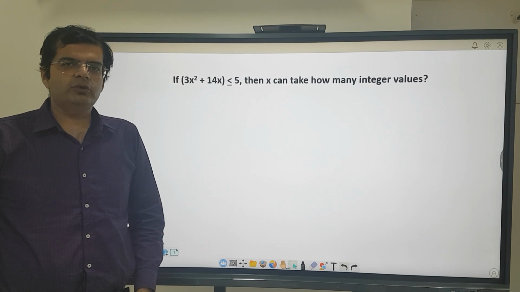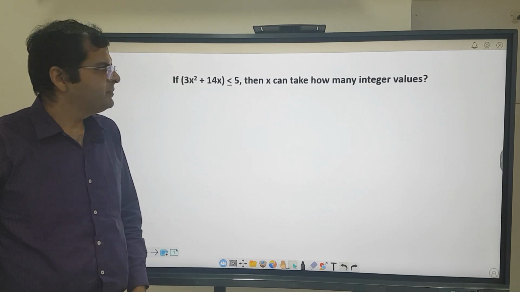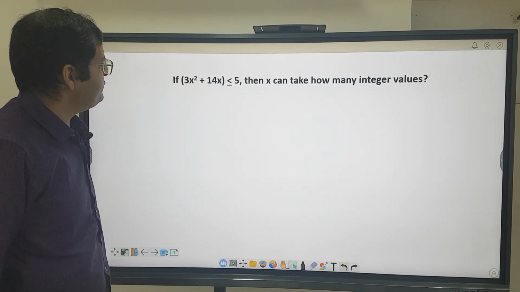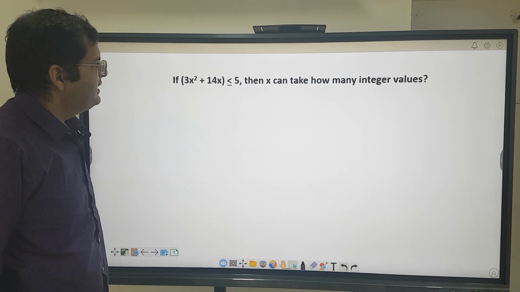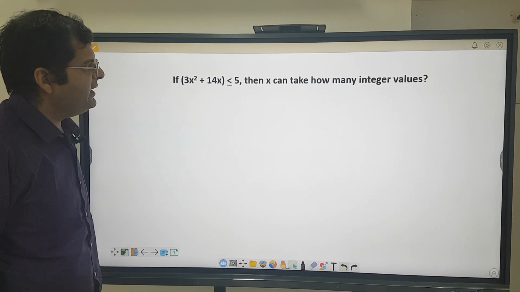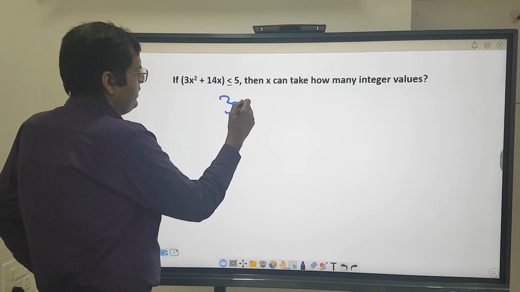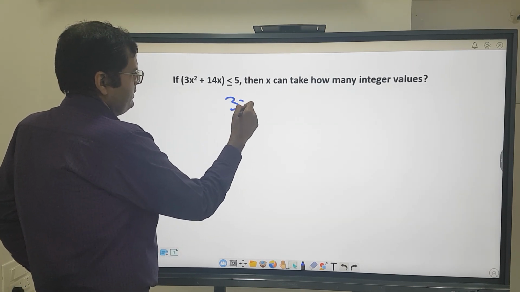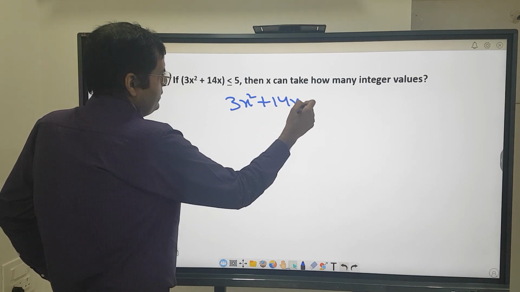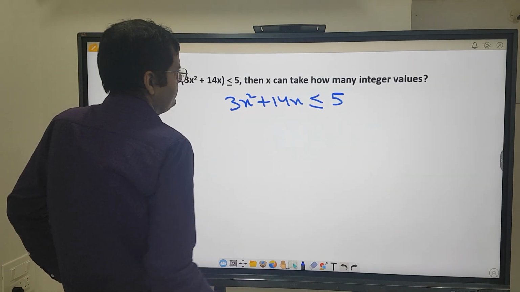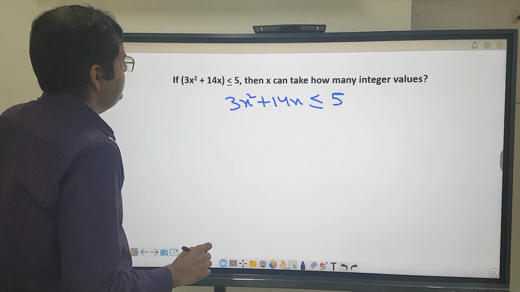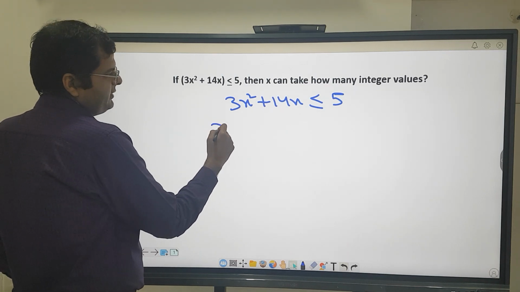So this is the 34th question of the algebra chapter. The question says that if 3x square plus 14x is less than or equal to 5, then x can take how many integer values? So 3x square plus 14x is less than or equal to 5. Okay. Now if this is the case given to us, I'll make it a quadratic.